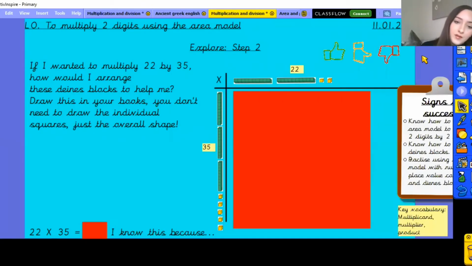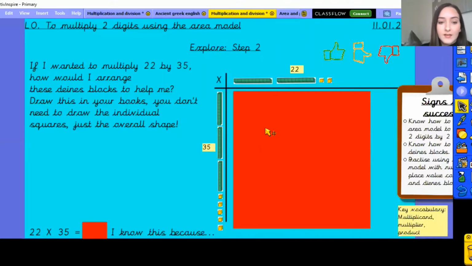So pause the video now and have a go at that in your maths book. Okay, well done everyone. So firstly, let's have a look at how we represent 22 times 35. So at the top here, I've got 22 because I've got 2 tens and 2 ones, which is 22. And here on the side, I have 35 because I have 3 tens and 5 ones, which is 35. So firstly, just check if you've got this part of the area model correct. So you should have 22 times 35.